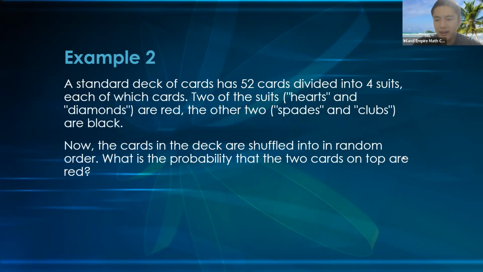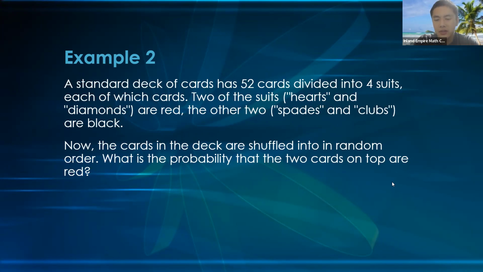All right, let's look at an example that's slightly harder. In a standard deck of cards, like the playing cards that you would normally play with, a normal deck of cards has 52 cards. And these 52 cards are divided into 4 suits. 2 of the suits are hearts and diamonds, and these 2 suits are red, right? You have the red hearts and the red diamonds.